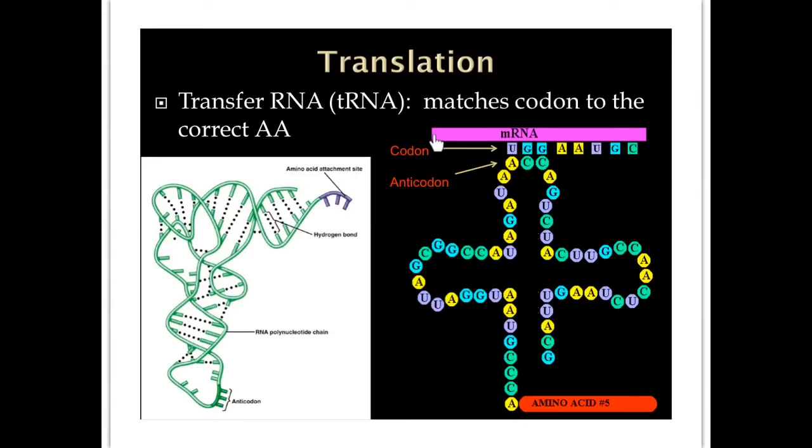So let's say that this is my mRNA. Well, my mRNA, remember, is read 3 bases at a time. So here's an example of a codon, the 3 bases. And the codon here is UGG on my mRNA. Well, the tRNA that's going to match up is going to carry the anticodon ACC. So the codon and the anticodon are going to be complementary. When the correct tRNA with the matching anticodon comes, it is going to bring the correct amino acid to the ribosome.